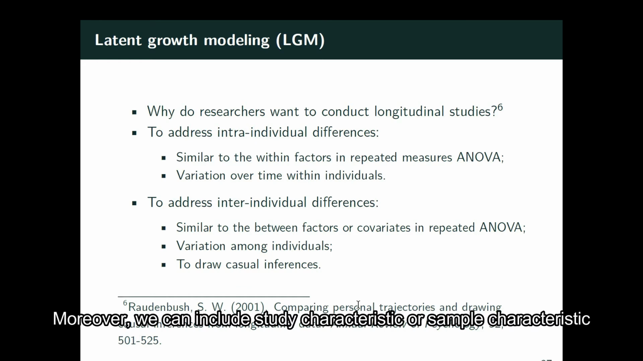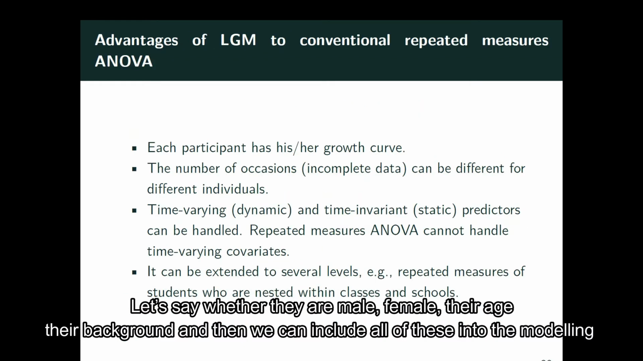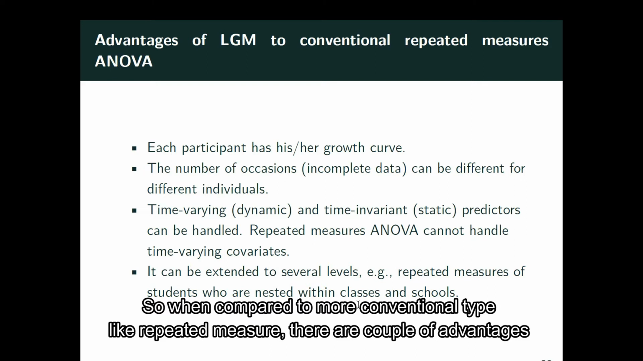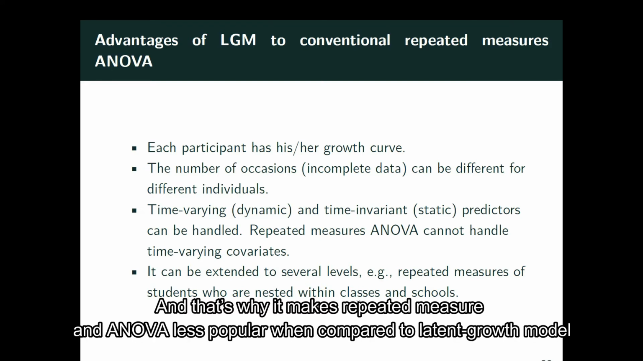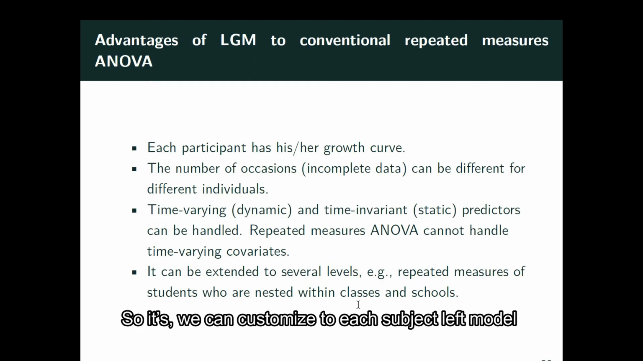Moreover, we can include study characteristics or sample characteristics, let's say whether they're male or female, their age, and their backgrounds. And then we can include all of this in the modeling. So when compared to more conventional types like repeated measures, there are a couple of advantages. And that's why repeated measures ANOVA is less popular when compared to the latent growth model. For example, in a latent growth model, we can model each subject's pattern. So we can customize the model to each subject.